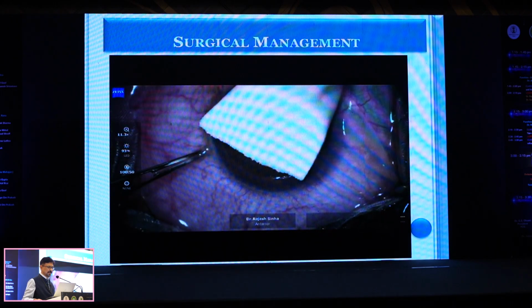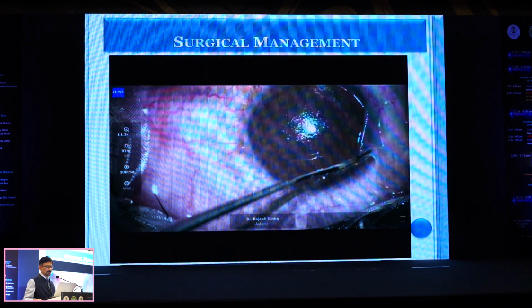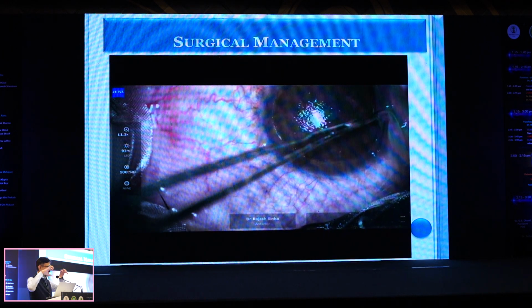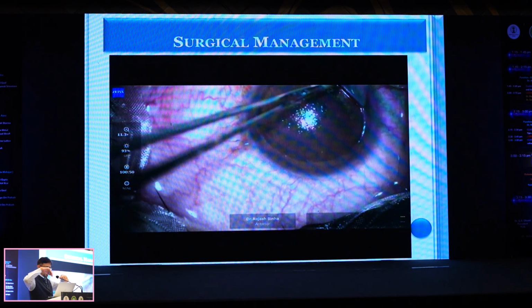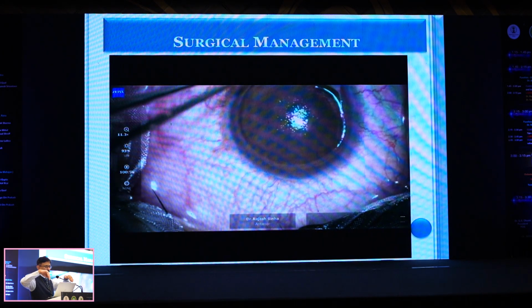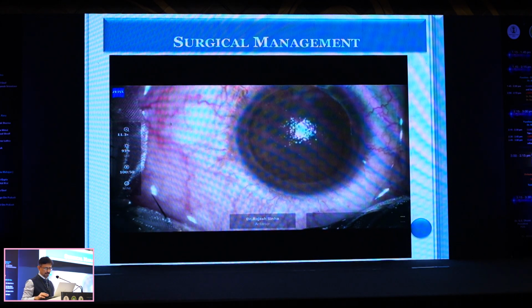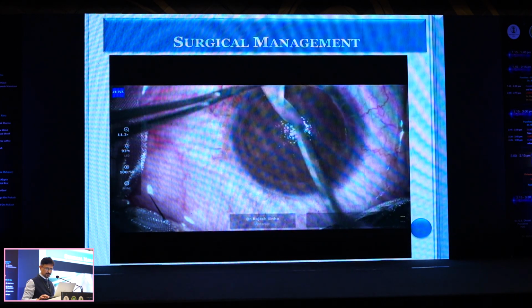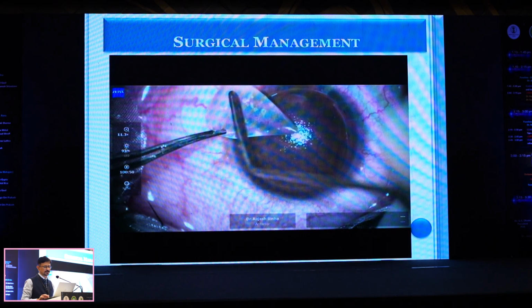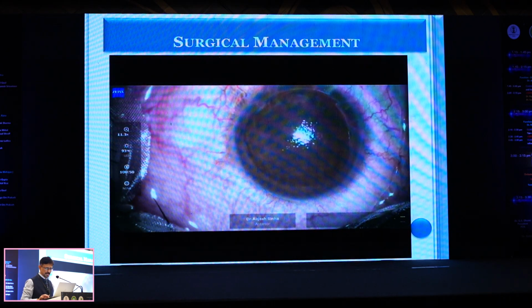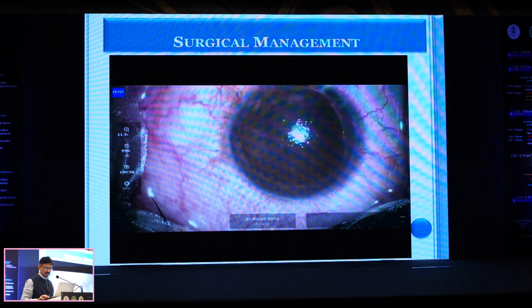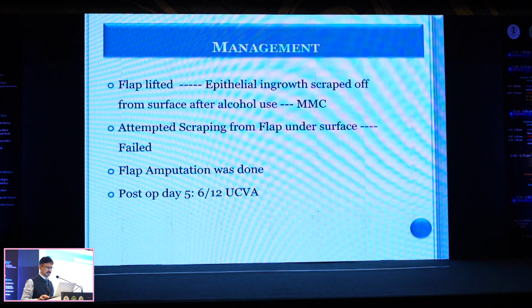The surface epithelium got removed completely, but the undersurface showed thick epithelial clumps which were actually percolating into the flap. So we planned to remove the flap. We did the flap amputation, and after that we used mitomycin C and then put a bandage contact lens. So on post-op day 5, the patient had 6/12 uncorrected visual acuity.